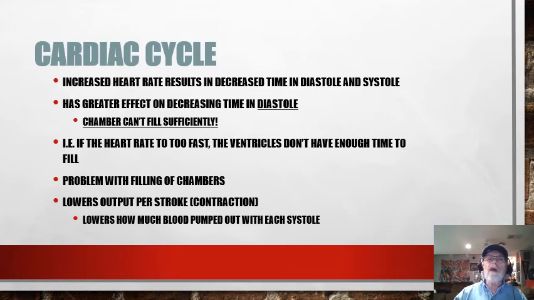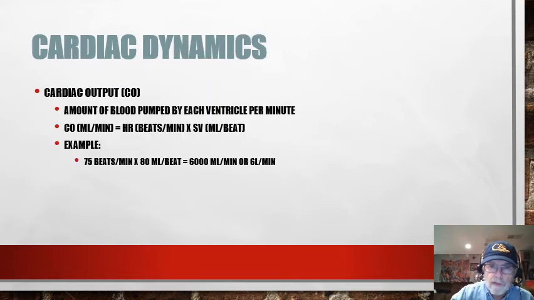Okay, so if the heart rate's too fast, the ventricles don't have enough time to fill. That's the crux of it all. And the problem is because of the problem with filling the chambers. Okay, and what happens is, therefore, if I have a shorter period of time, the amount of blood that's able to be ejected at each systole of the ventricle becomes less. It goes down. Okay, so we have a lower amount with each systole.